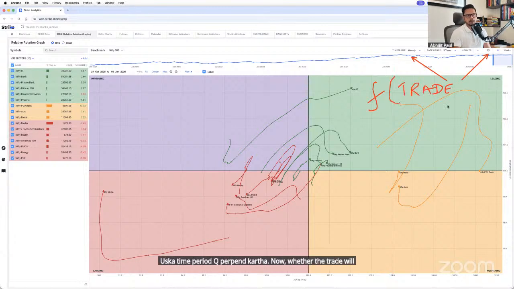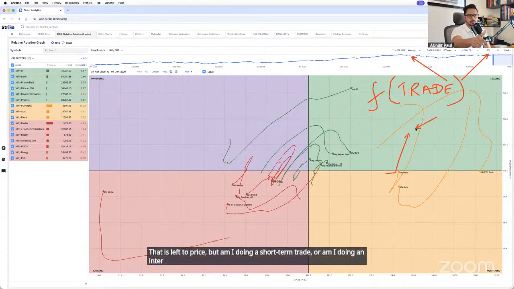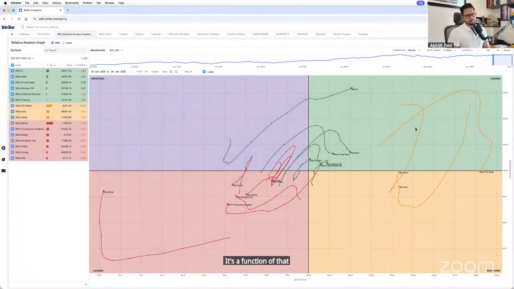Now whether the trade will be 5 days, that is not in my hands. It may be that I took it for 5 days, it ran 10% in one day, so I exited in one day. That is left to price. But am I doing a short term trade, or an intermediate positional trade, or a buy and hold? It's a function of that. Better to stick to the weekly, Atul. That's what I would suggest strongly.